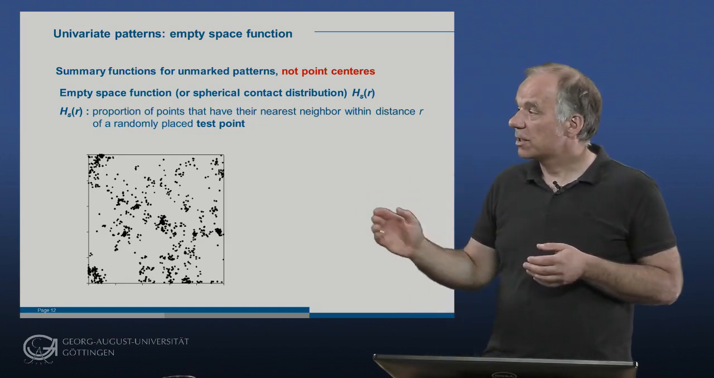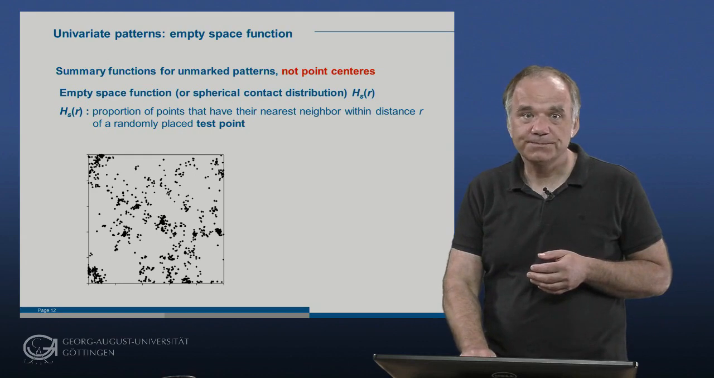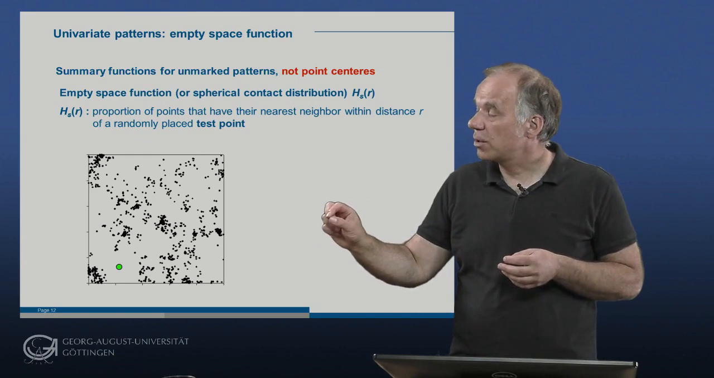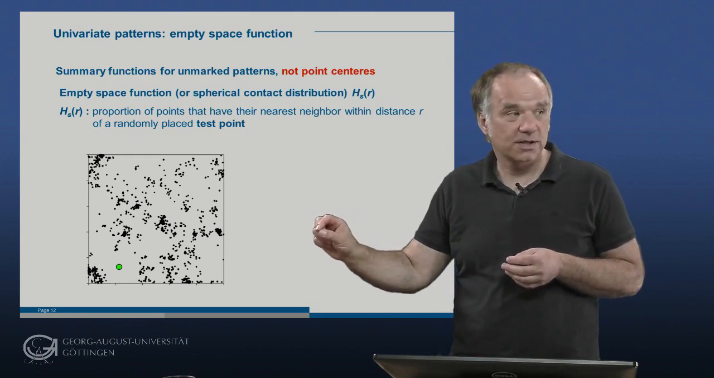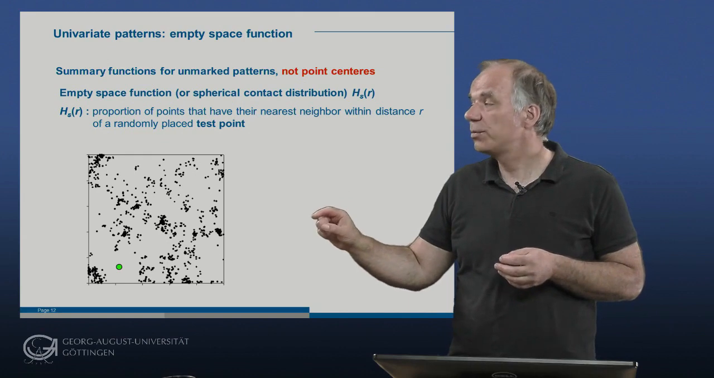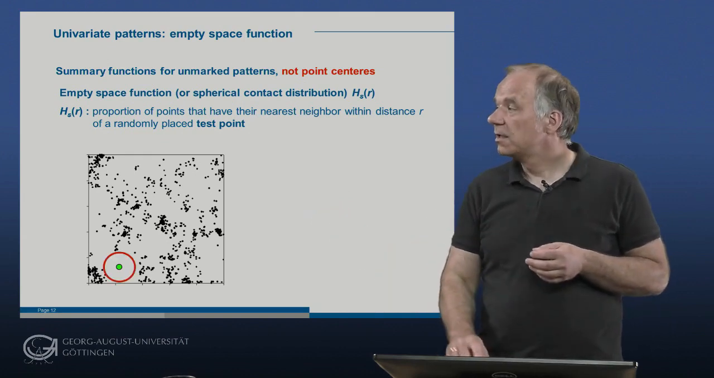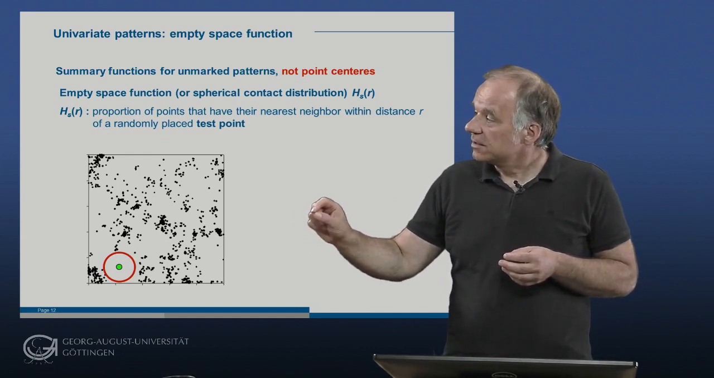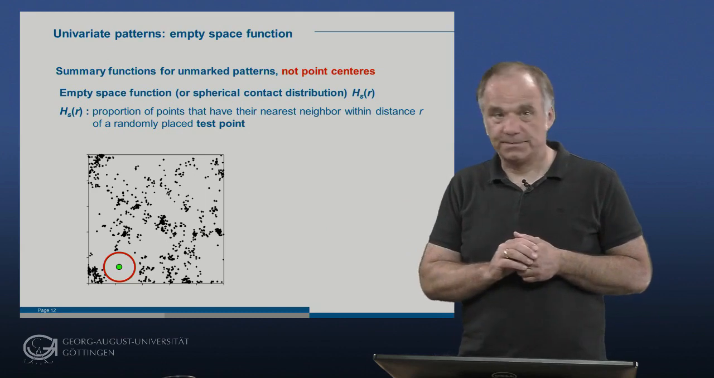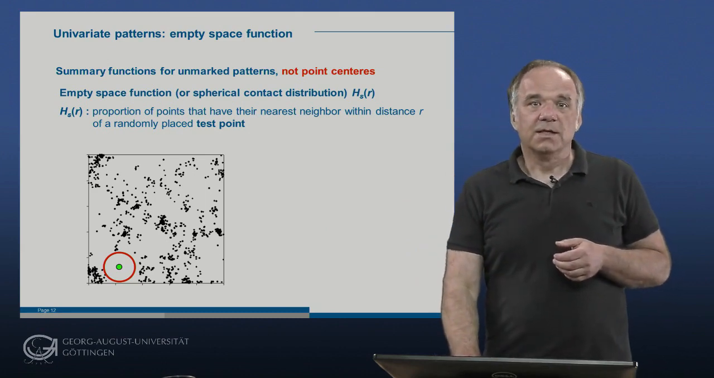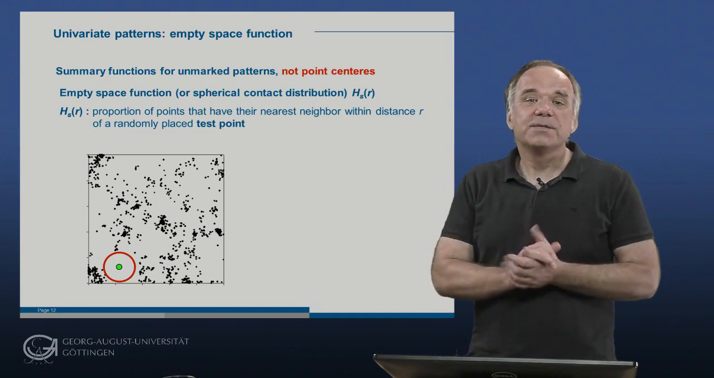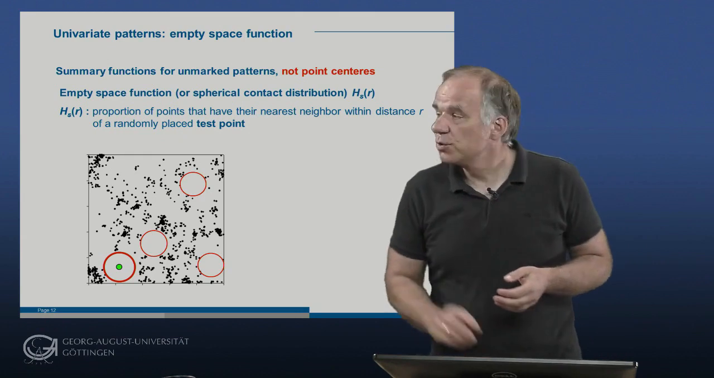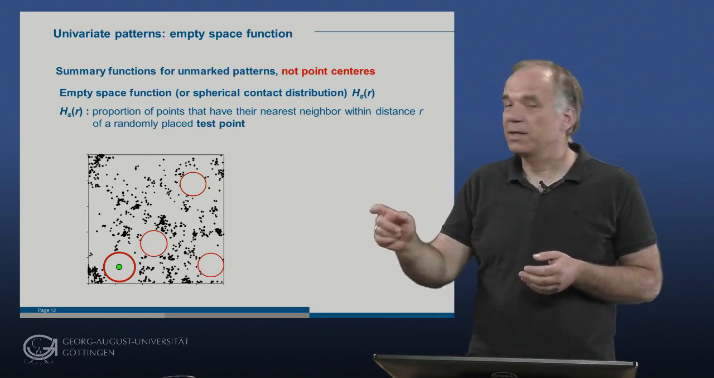Again, this is our aggregated pattern. And now you see the green dot in the left corner. This is now our randomly placed test point, which does not coincide with any point of the pattern. And you see that now the circle just touches the nearest neighbor in the pattern. In a way, the empty space function describes the gaps in the pattern. So here you see a few of the larger gaps in the pattern.